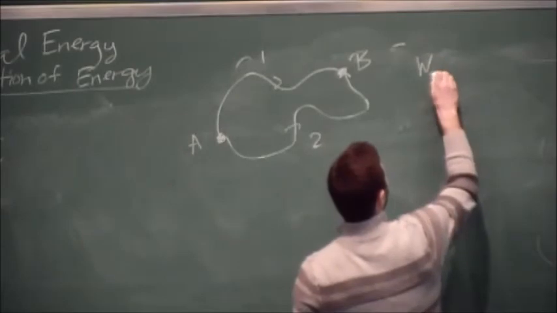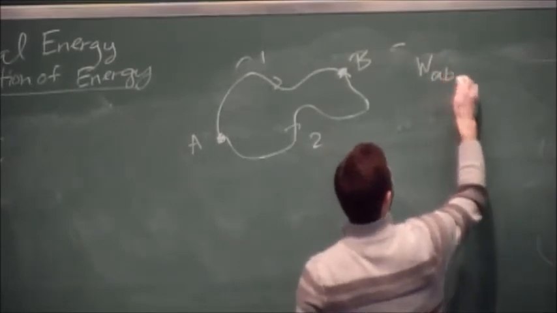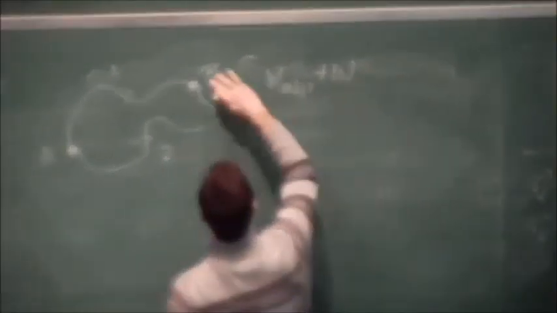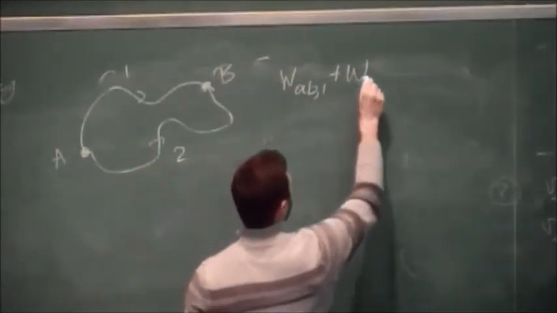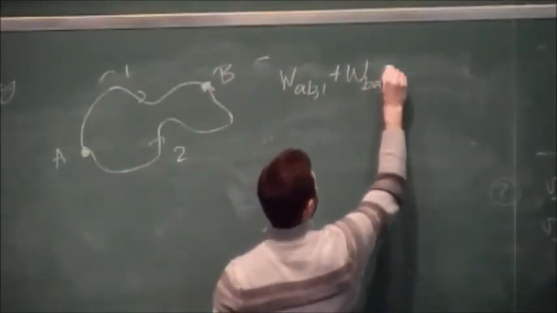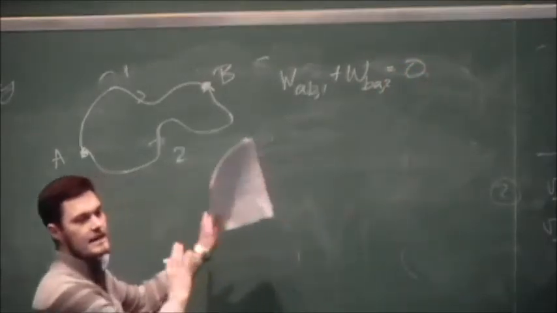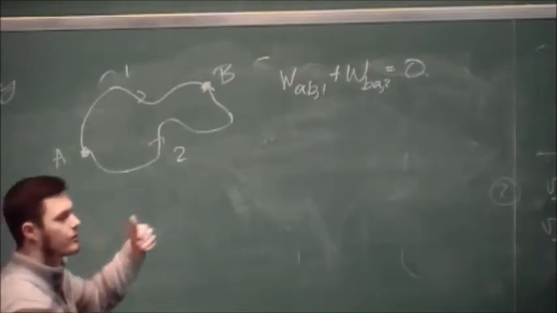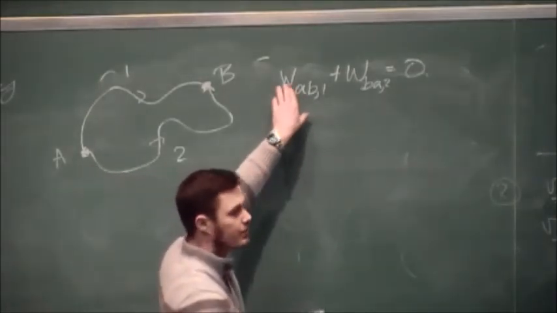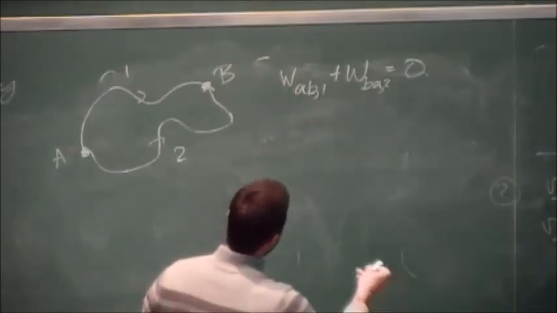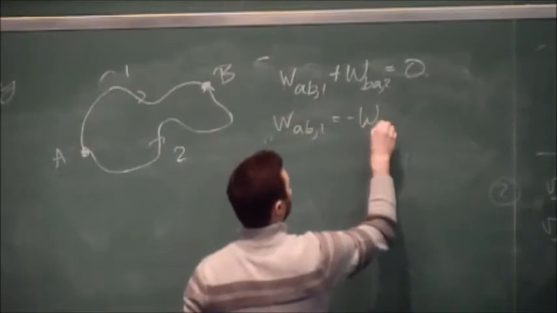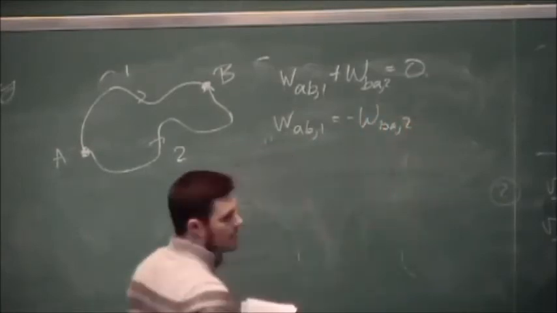You can say that given that it's a conservative force, A to B by path 1 plus B to A, so we're going backwards, B to A by path 2 is 0. Now that's the statement of a conservative force, right? That's what we're going to talk about. This is a test to say that you have a conservative force. So I told you it's conservative, so this is certainly true. Now, if that's true, then W_AB1 is negative W_BA2. Okay.